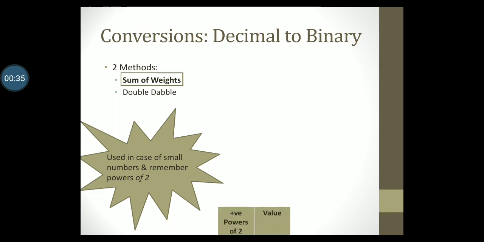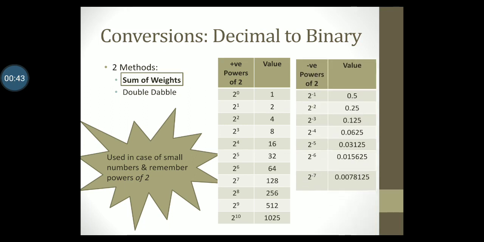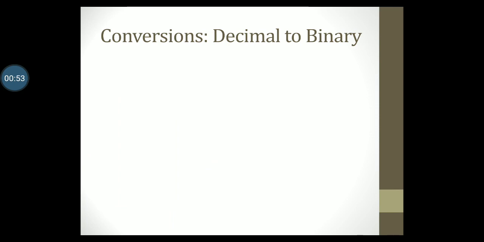For your reference, I have on this slide the positive powers of 2 listed in table 1 and the negative powers of 2 listed in table 2. To better understand this method, let us take an example. Convert 163.875 to the base 10 to an equivalent binary number.